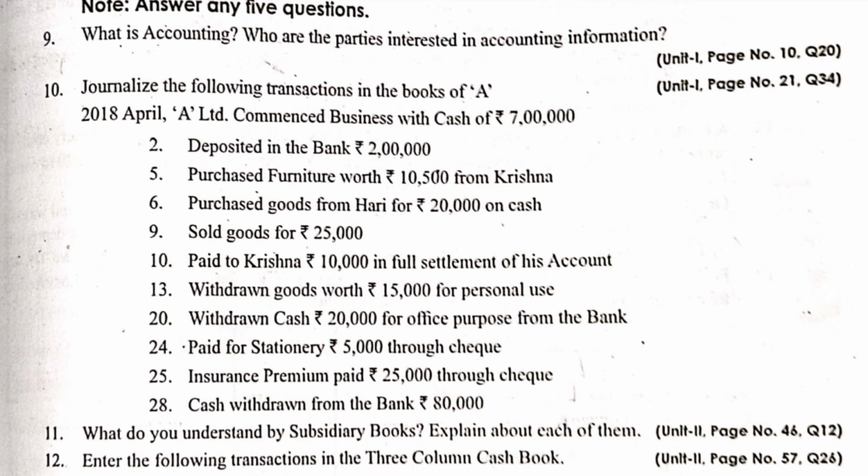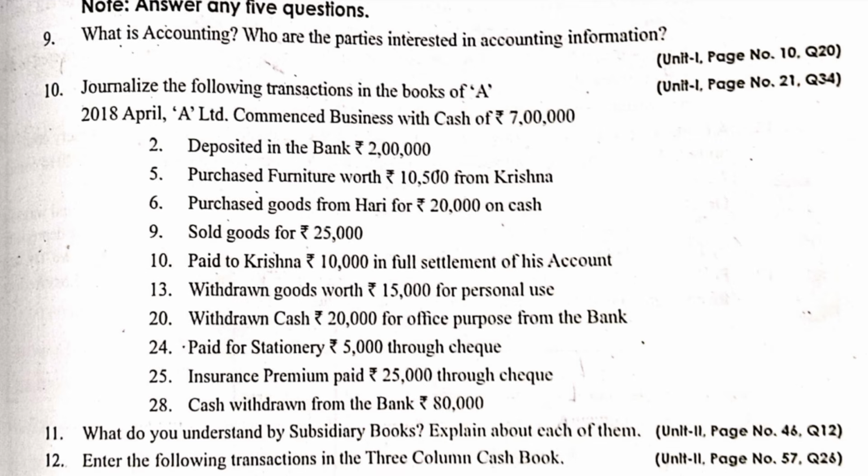Next, purchased furniture from Krishna. You need to write the journal entry. Next, purchased goods from Hari. Journal entry you can easily write. Next, sold goods, paid to Krishna, and withdrawn goods worth 15,000 for personal use.